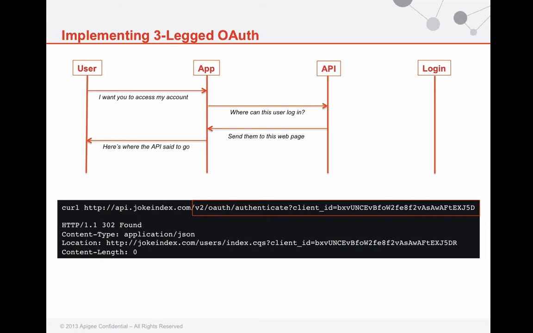And at this point, the user is going to stop talking to the app and start talking directly with jokeindex.com. Notice it's jokeindex.com now, not API. We're now going to go to the website because this is a different user interface, a different user experience than the Michael Bissell app. This is the JokeIndex website.